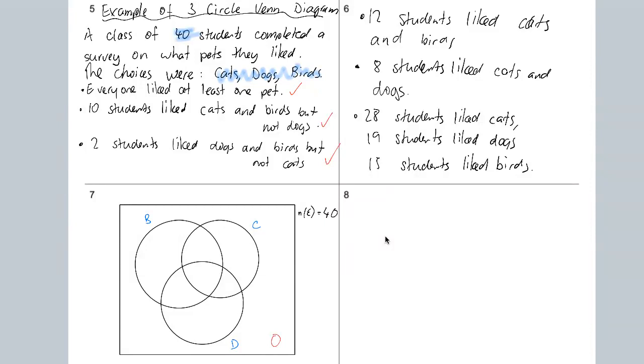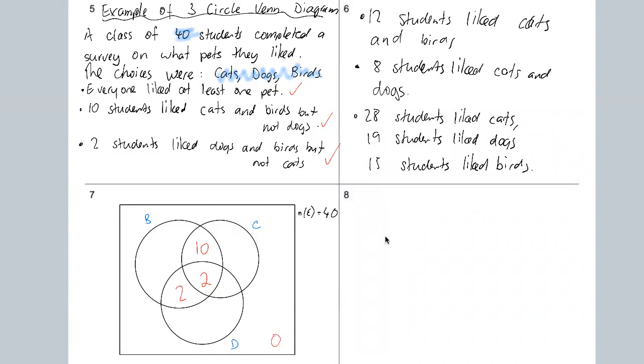Okay, so 10 students like cats and birds, but not dogs. So that means a 10 goes there. 2 students like dogs and birds, but not cats. So that means a 2 goes there. 12 students liked cats and birds. So this is cats and birds here. 10 is captured here, which means this has to be 2 in here, for that statement to be true. Is that okay? So 10 and 2 is 12.